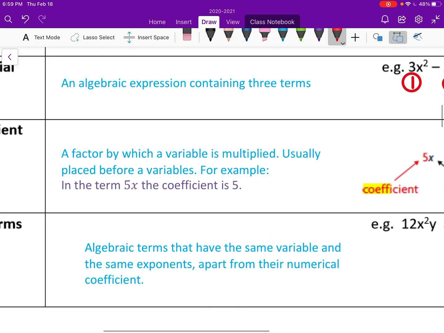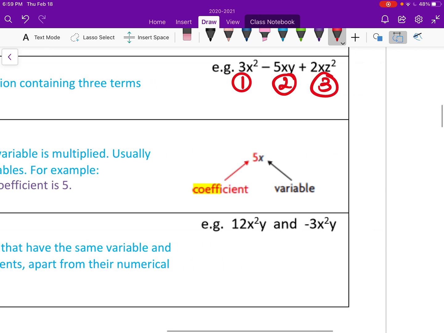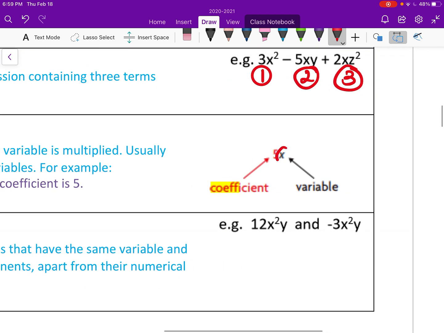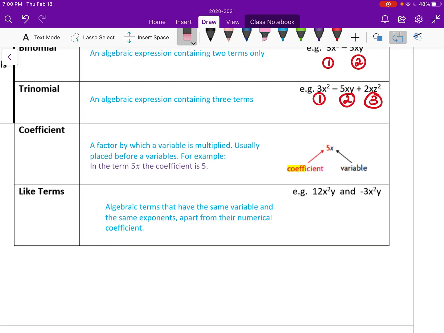A coefficient is a factor by which a variable is multiplied, and it's usually placed before the variable. So for example, in the term 5x, the coefficient is 5. The variable here is x. The coefficient is just the number in front of it, 5. So that is going to be our coefficient of a term.